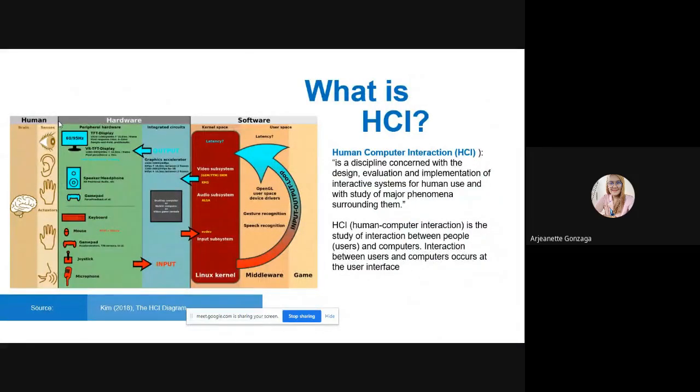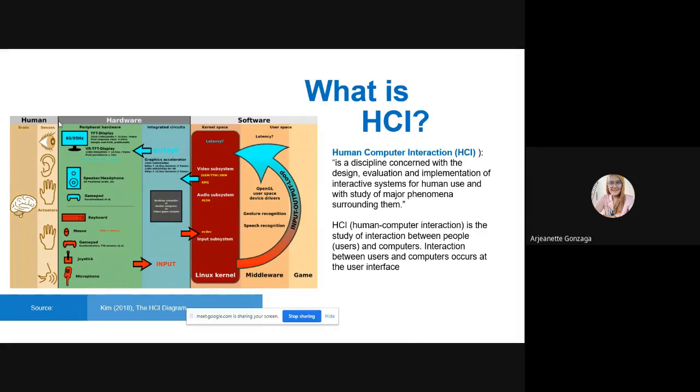Sa HCI, meron siyang golden principle. May golden principle sa HCI. Ito yung people should come first. So, si HCI concentrates on the study of human factors.